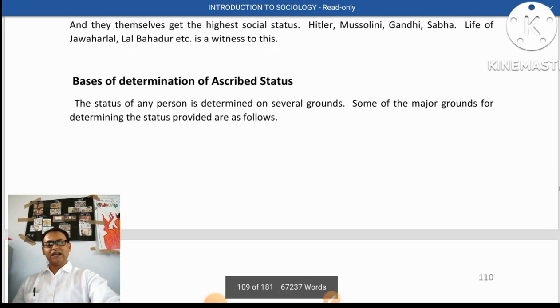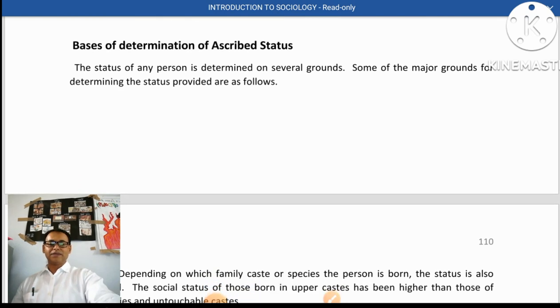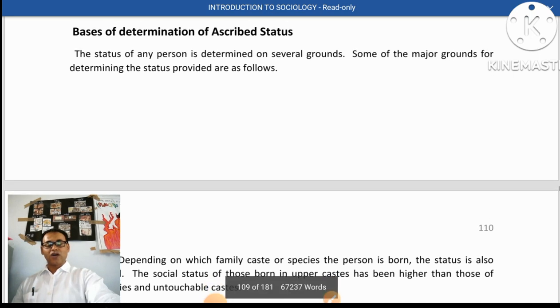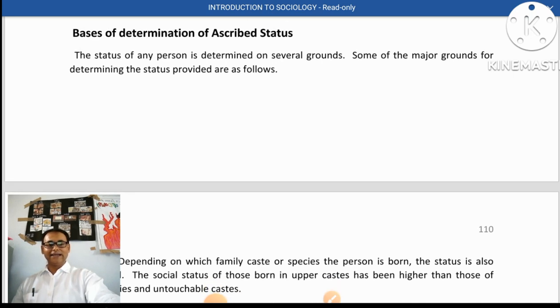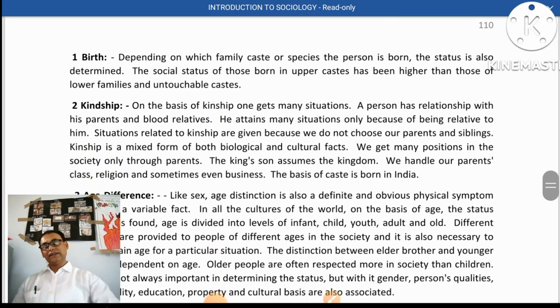Base of determinant of a status. The status of any person is determined on several grounds. Some of the major grounds for determining the status are as follows. I will highlight them, and the first one is birth. Depending on which family, caste or species the person is born into, the status is also determined.